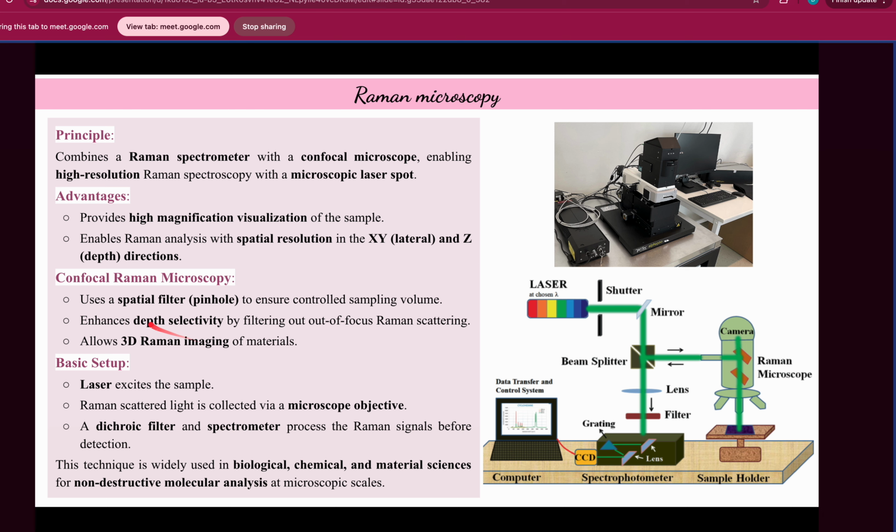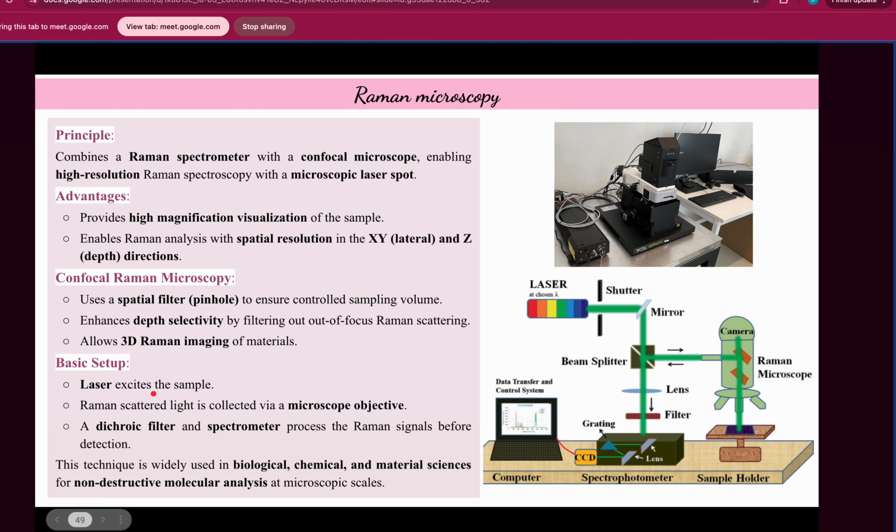That's why it uses a spatial filter, known as a pinhole, to ensure that the sampling volume is controlled. It also enhances the depth selectivity by filtering out the out of focus Raman scattering. So not all the scattered light is captured; the out of focus light is filtered out, and it allows 3D Raman imaging. So with the help of this, we can also perform 3D Raman imaging.